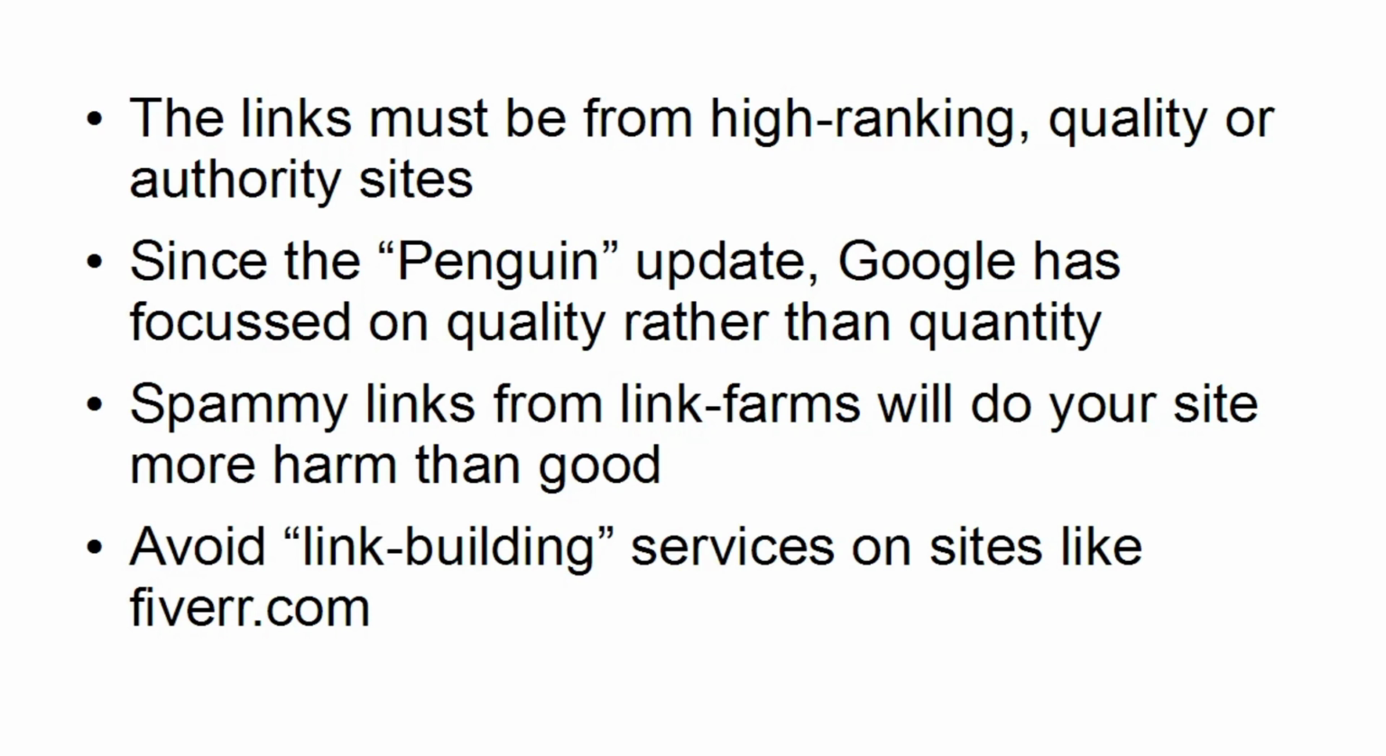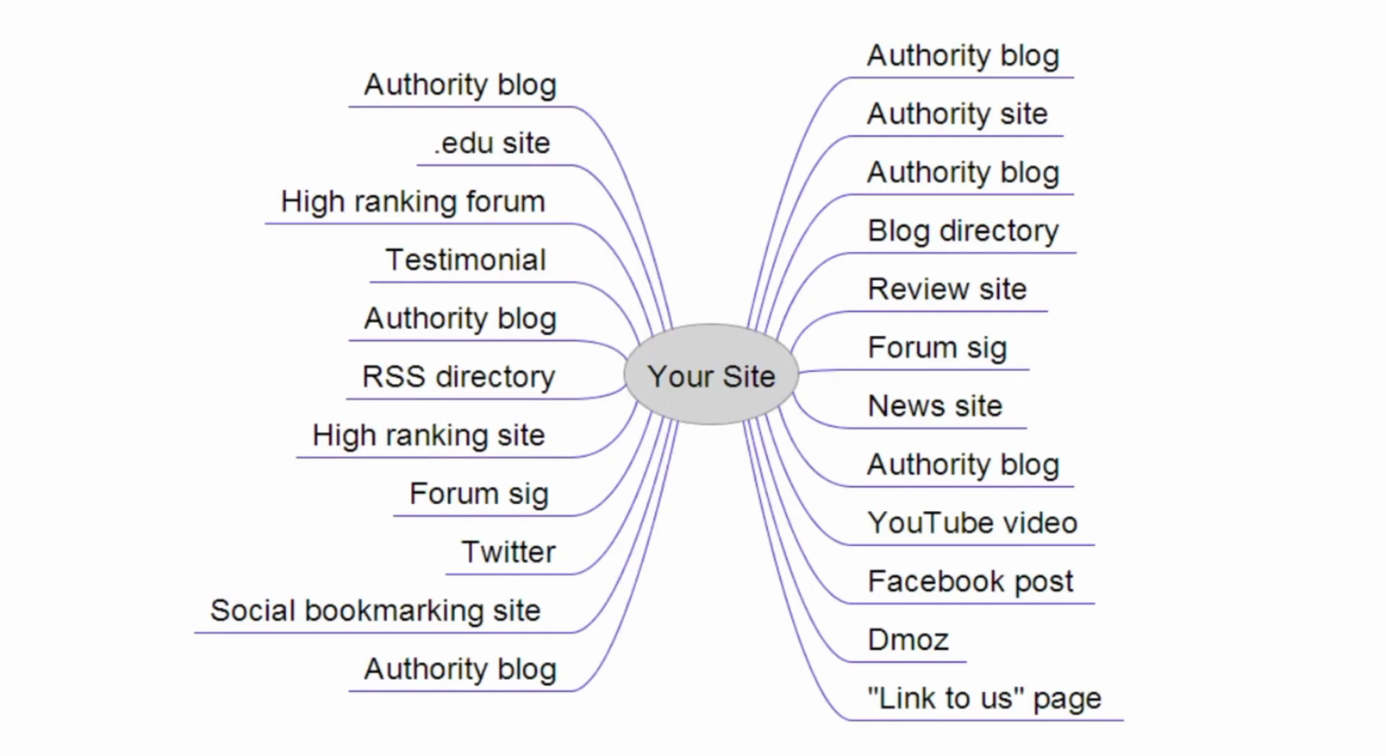and not very effective. Now, this diagram gives you an idea as to a typical linking to a site. You can see they are from lots of different types of sites. You've got from authority blogs, you've got from a .edu site, high-ranking forum, from testimonials, RSS directories, high-ranking site, forum signature, YouTube video, Facebook post, Twitter, social bookmarking sites, DMOZ, link to us page, and so on. And obviously, the more links you can get, the better. But as I was saying just now, do bear in mind that they do need to be quality links.